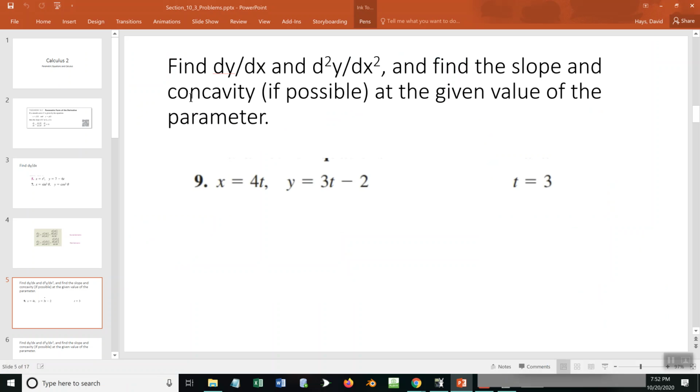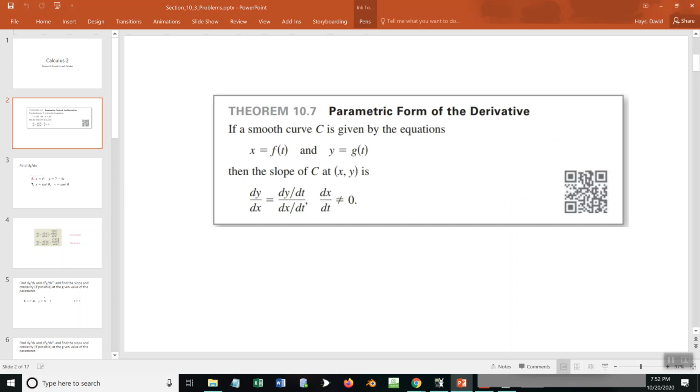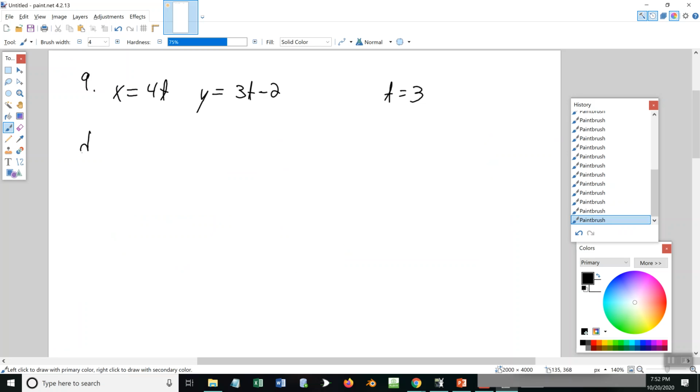This wants us to find dy/dx, and then our second derivative, find the slope and concavity, if possible, at the given value of the parameter. I guess dy/dx would be back here. So remember, this is the derivative of y with respect to t over the derivative of x with respect to t. So the derivative of y with respect to t is 3, the derivative of x with respect to t is 4.